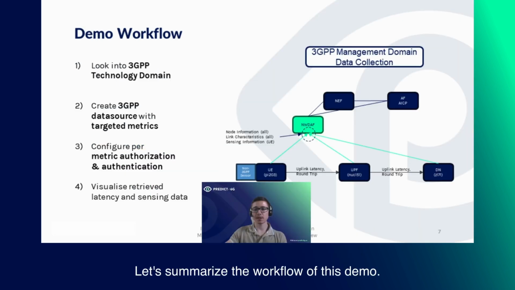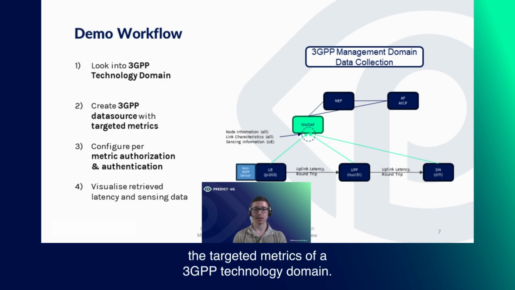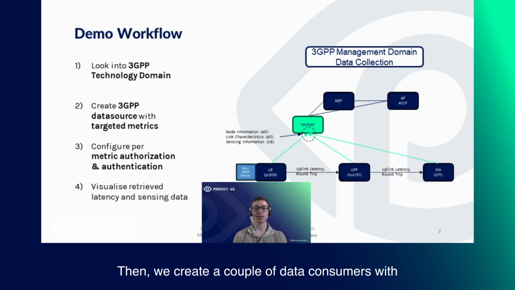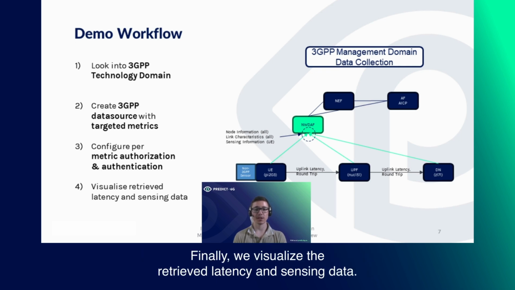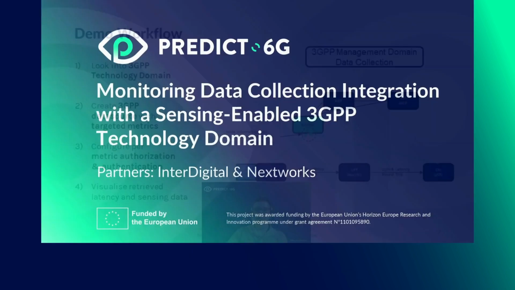So, let's summarize the workflow of this demo. We are going to create a data source that collects the targeted metrics of a 3GPP technology domain. Then we create a couple of data consumers with different permissions to show the per metric authorization and authentication mechanisms. Finally, we visualize the retrieved latency and sensing data.